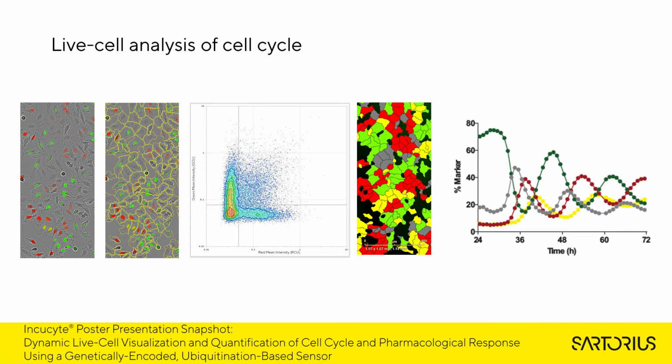The mask overlays using cell-by-cell software illustrate an even distribution of cells. In the last data plot shown here, you can observe how the population of cells changes over the course of time.